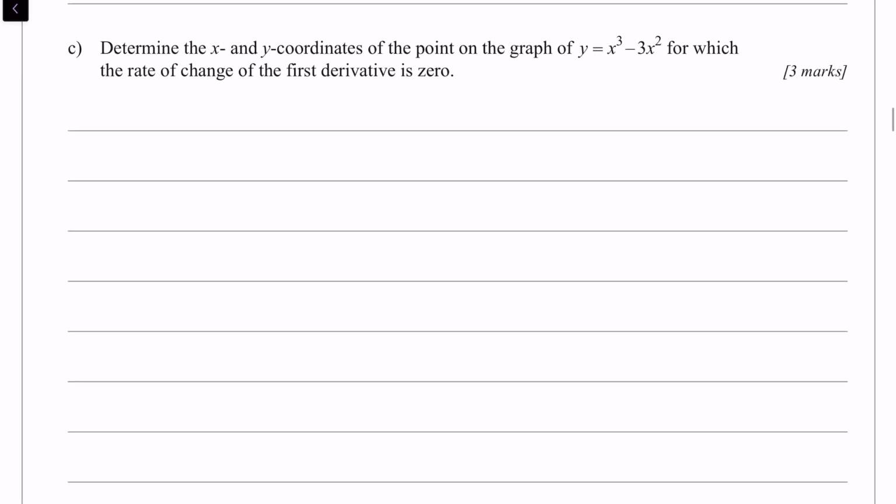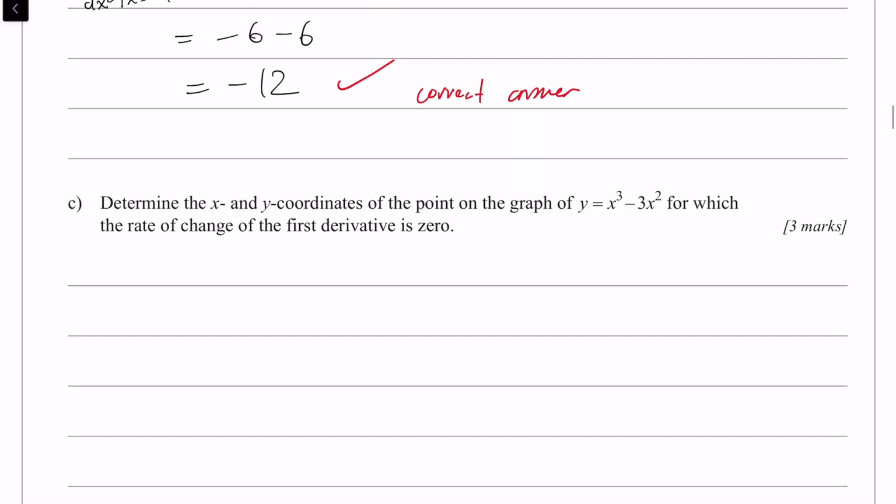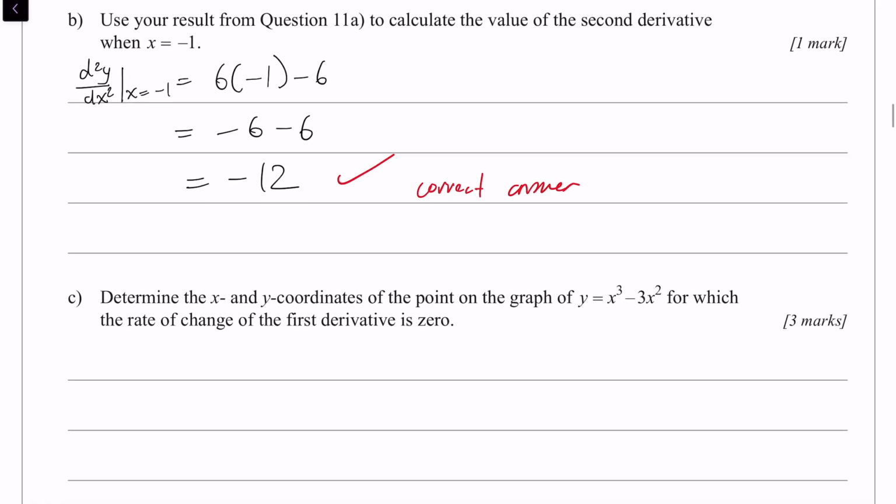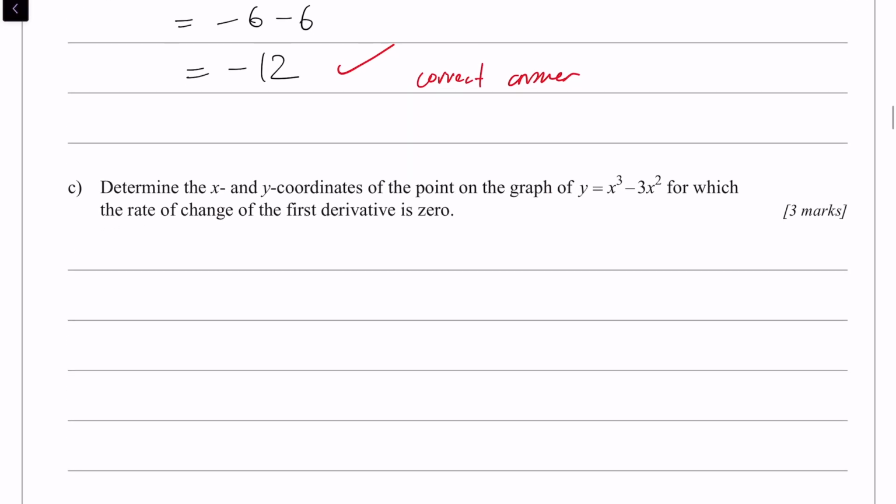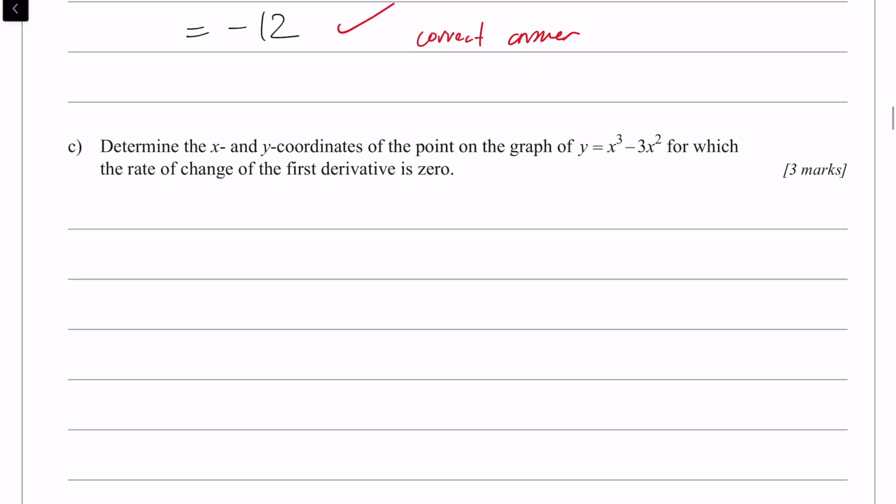Okay, so determine the x and y coordinates of the point on the graph y equals x cubed minus 3x squared, for which the rate of change of the first derivative is 0. So if the rate of change of the first derivative, that's basically saying the second derivative. So you need to know that that is implied.